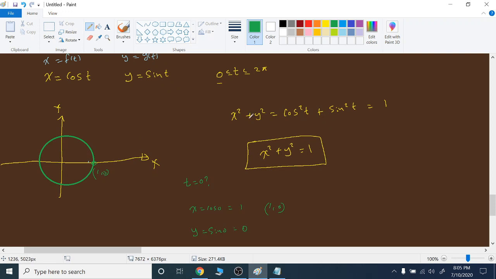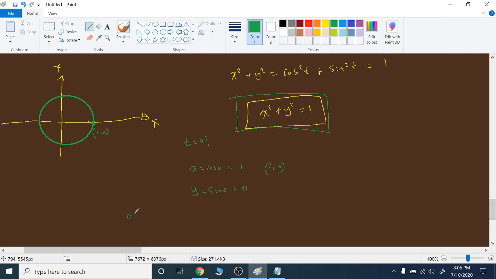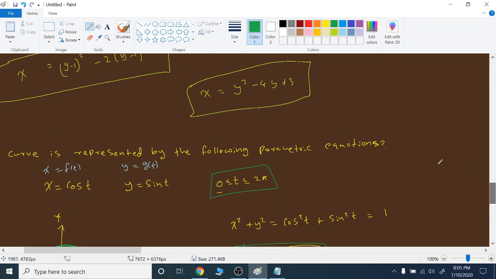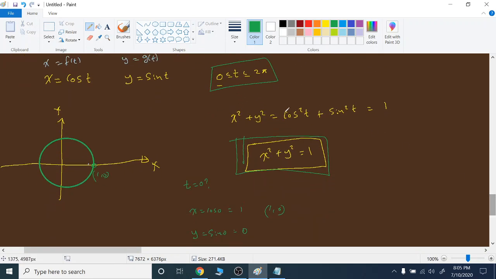Otherwise, even though this relationship is for a circle, if we have a different domain, let's say a domain like this one, then we will only get the half circle part. Even though we have this relationship, the exact figure will also depend on the starting point and the end point of the parameter t.